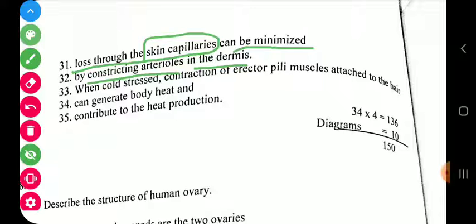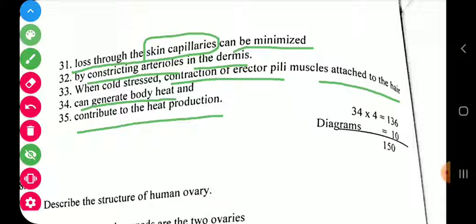Now, when cold stressed, what happens? Contraction of erector pili muscles attached to the hair can generate body heat and contribute to the heat production.